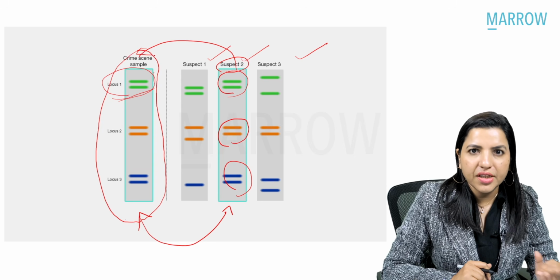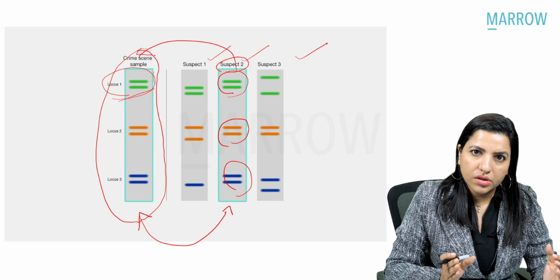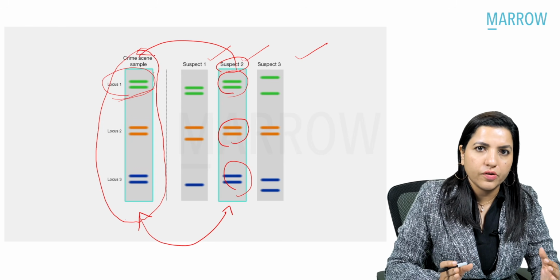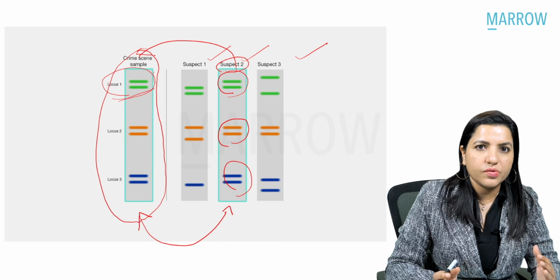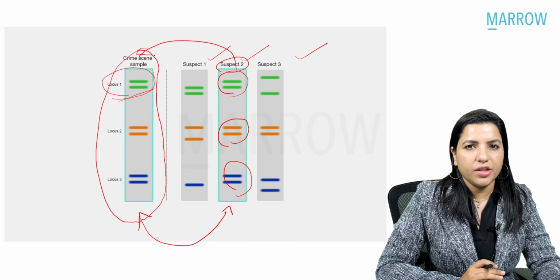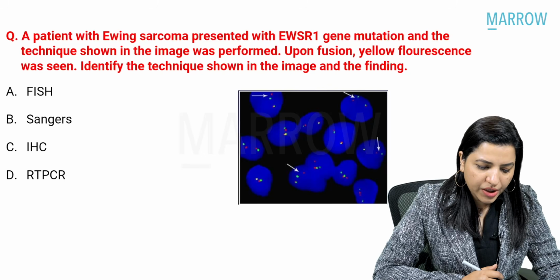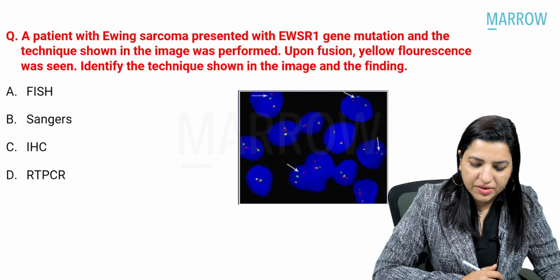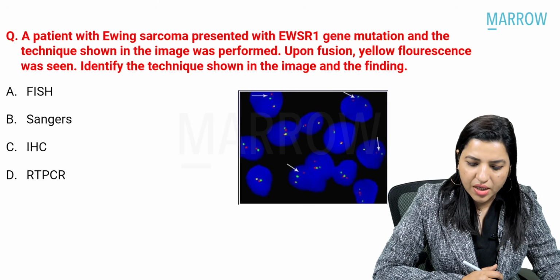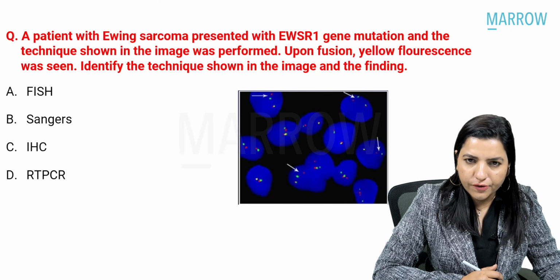Basically, we are using polymorphism as the principle to find out the DNA fingerprint of a person, and that is matched with what we obtain from the scene of crime. So this is called DNA fingerprinting. Now this is another question. A patient with Ewing sarcoma presented with the EWSR1 gene mutation, and the technique shown in the image was performed.